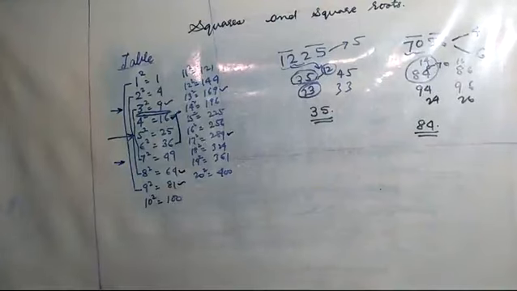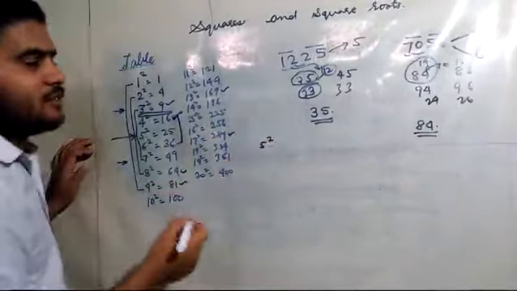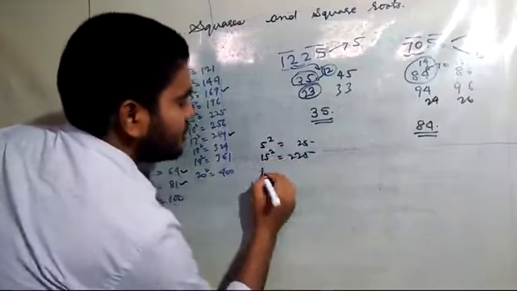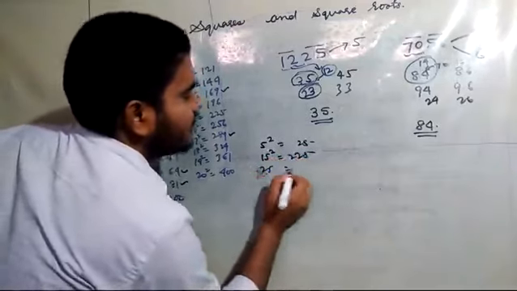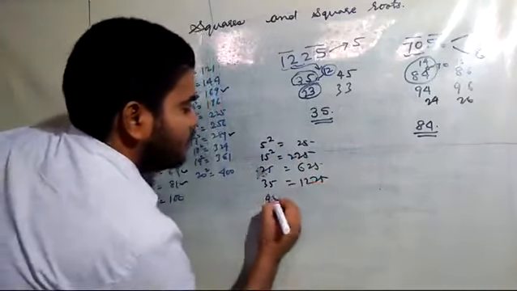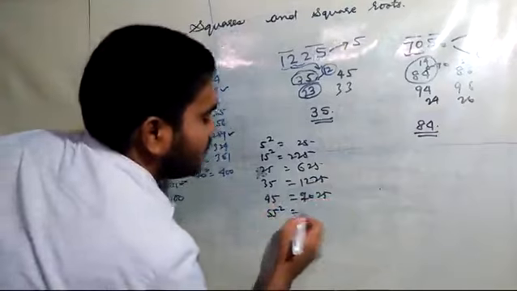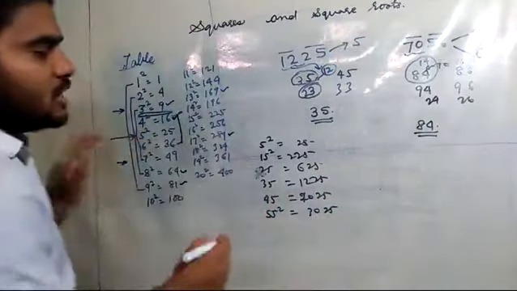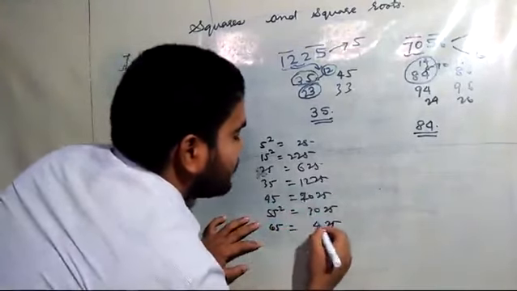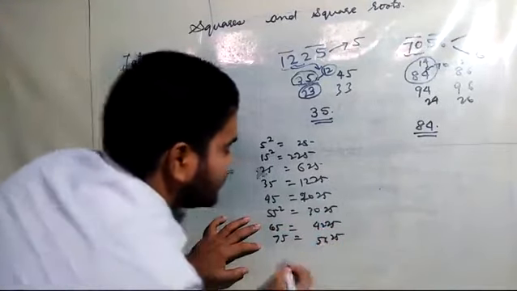Now one more thing, how to find the square of numbers with unit digit 5. 5 square is 25. 15 square is 225. Then 25 square is 625. 35 square is 1225. 45 square is 2025. 55 square will be equal to 3025. Now it is very easy. You all can also write in the same way, the way I am writing. 65 square is 4225. 75 square will be equal to 5625 and so on.